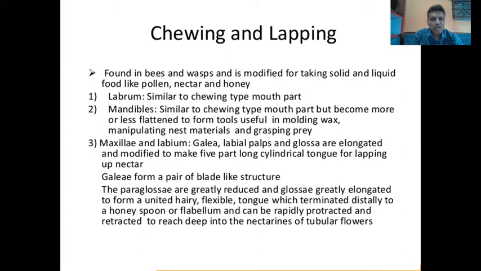Maxilla and labium. Galeae, labial palps and glossa are elongated. They are longer in size and modified to make a long cylindrical tongue. A long cylindrical tongue is formed in honeybees for lapping the nectar. Galeae form a pair of blade-like structures. The paraglossae are greatly reduced and the glossa greatly elongated, meaning longer and thin in shape.